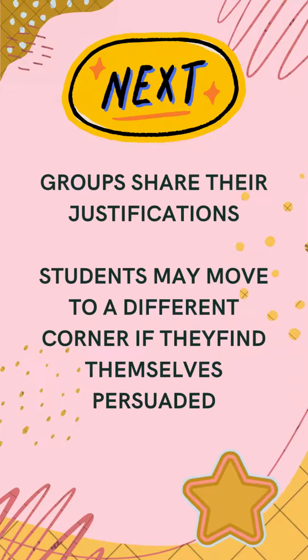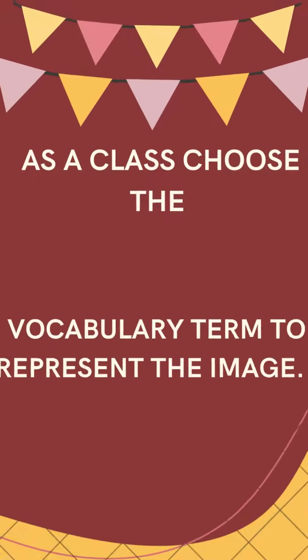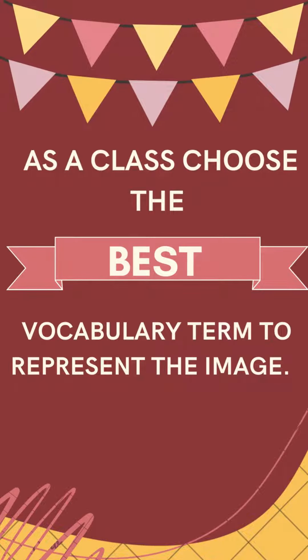Next, groups are going to share their justifications. What's good about this is that it's an opportunity for students to justify, defend, and potentially persuade their peers. So keep in mind that students may move to a different corner if they find themselves persuaded by the justifications and evidence that their peers are presenting. Then, as a whole class, the class is going to choose the singular best vocabulary term to represent the image.